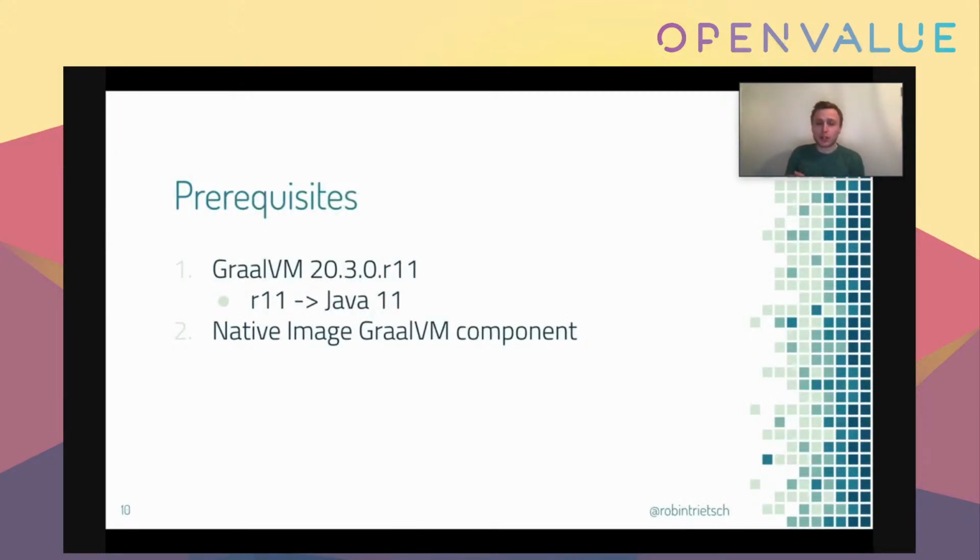Well, if you want to go this way, then you have a few prerequisites. The first one is having GraalVM installed, of course. The version that I've got installed is 23.0 R11. R11 stands for Java 11 here. If you would like to use Java 8 for some reason, then you can go with R8. The second one is installing the native image GraalVM component for actually doing the compilation of your application to a native binary.